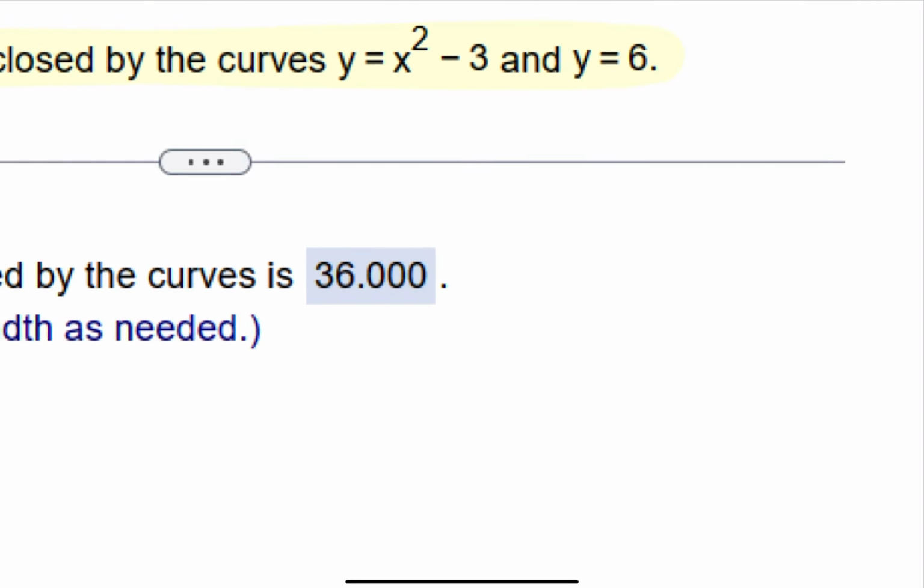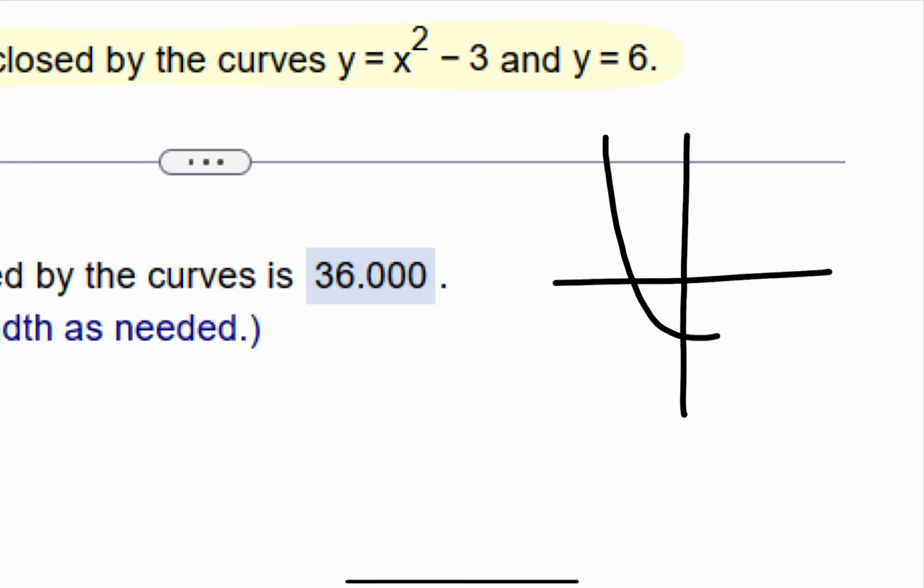But let me go ahead and show you what happens here. I'm going to graph this one. X squared minus 3 is the graph of x squared 3 units down, and y is equal to 6 is here. Okay, now all I have to do is find the area between the curves, which is this area. But to find the area, I need to know these points. And what are these points? They are the points of intersection. How do I do that?